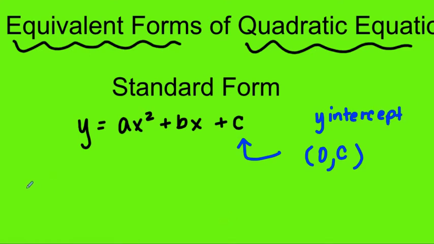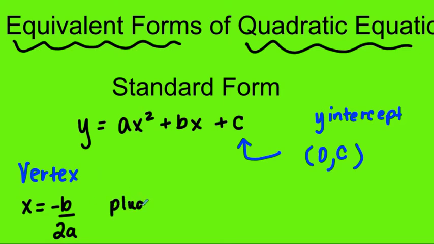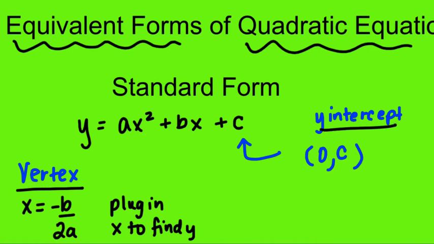If I want to find the vertex of a standard form equation, I can do x equals negative b over 2a, and then I can plug in x to find y. So that's the vertex, that's the y-intercept. And if I wanted to find the x-intercepts, I can set y equal to 0 and solve, either by factoring, completing the square, or using the quadratic formula. So that's going to give me the x-intercepts.